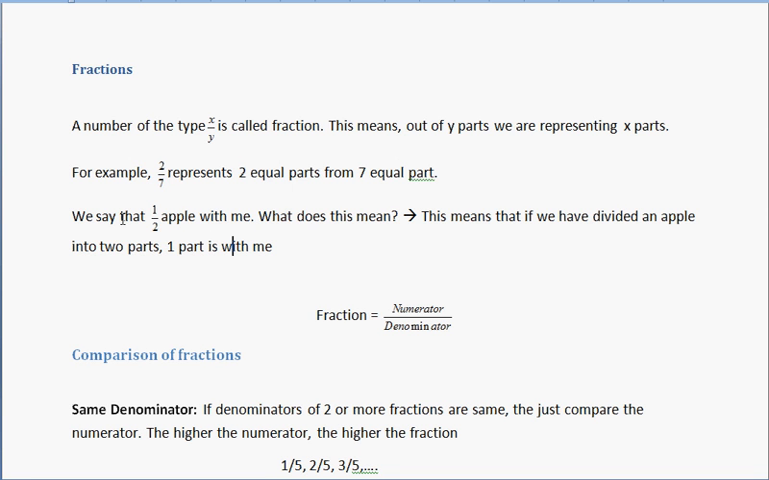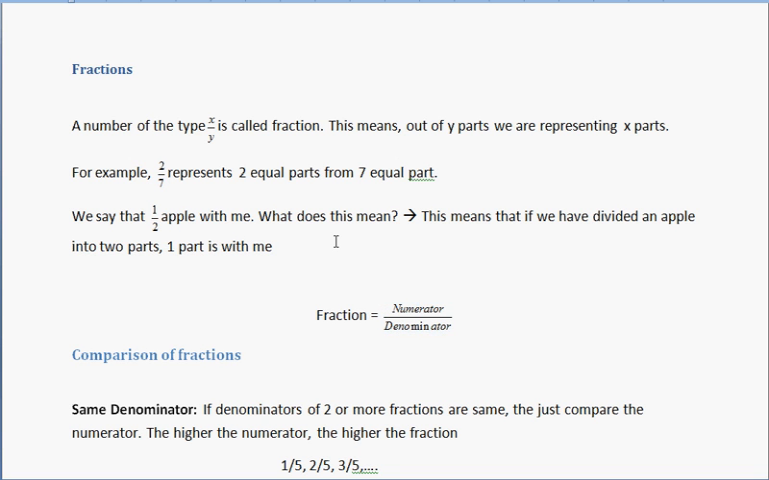To put things in perspective, let's say we have half an apple with me. This means that if we divide an apple into 2 parts, one of the parts is with me. The top part is called the numerator, and the bottom part is called the denominator. So this is what a fraction is.